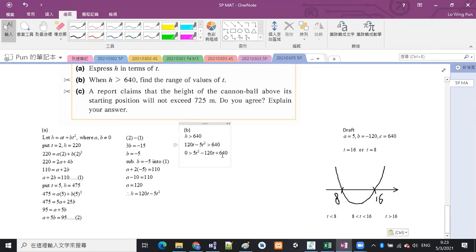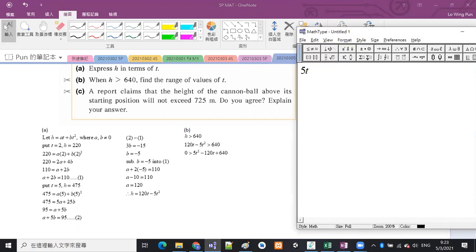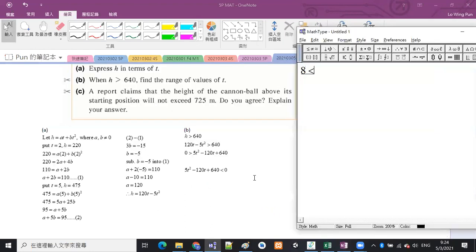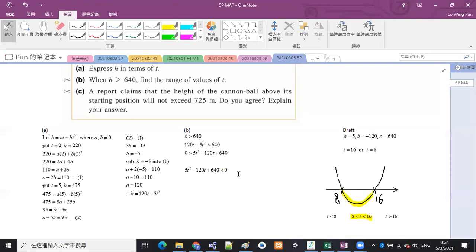Okay? And I moved everything to the left because 5t squared minus 120t plus 640 should be less than 0, right? Okay? I should do one more step here. And this time, I need to choose the part below, less than 0. That should be below the x-axis. Okay? And then we should write this inequality. Therefore, 8 should be less than t less than 16. So that is the answer of part B.